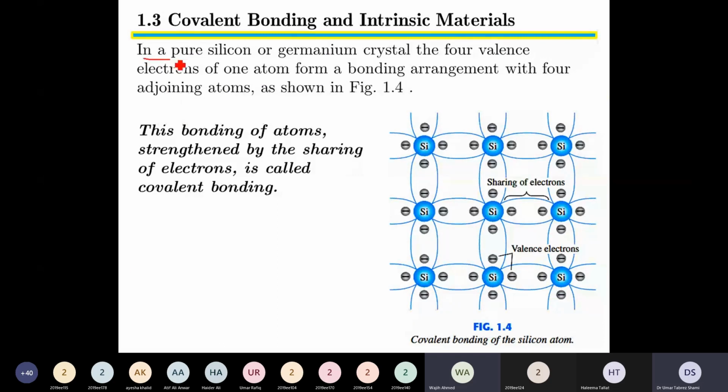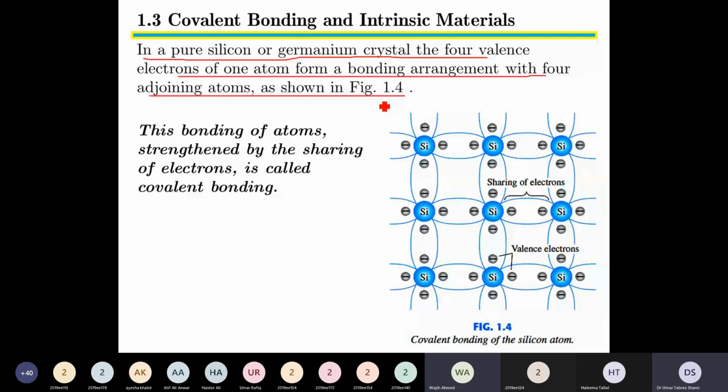In a pure silicon or germanium crystal, the four valence electrons of one atom form a bonding arrangement with four adjoining atoms as shown in figure 1.4. In figure 1.4, we see a number of silicon atoms which are sharing their electrons with adjacent atoms for only one purpose, so that their outermost valence shell can be complete.